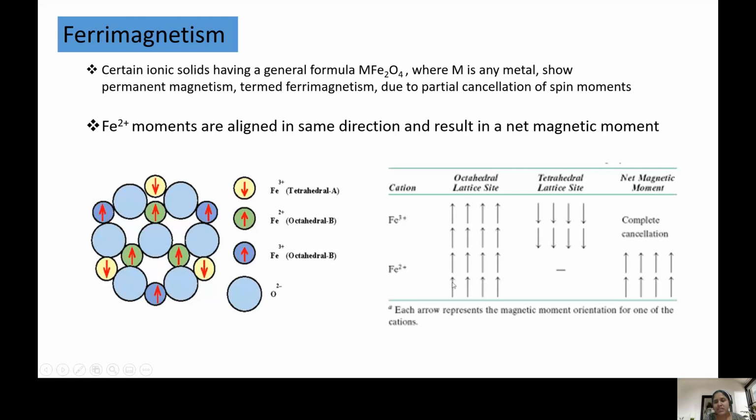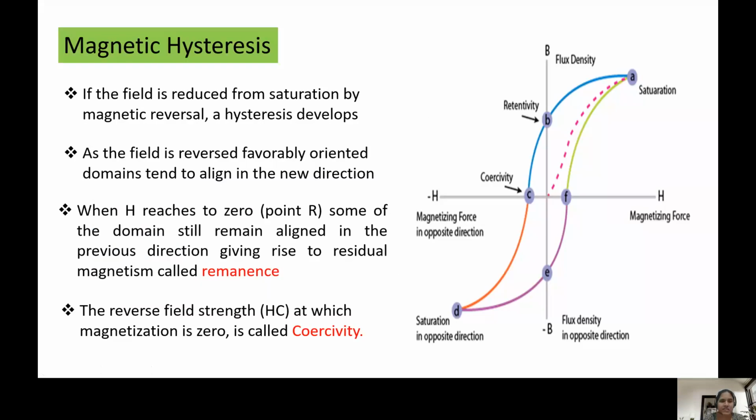But in Fe2+, due to the presence of the net magnetic moment, we will observe a net magnetic moment due to the presence of the dipoles in the octahedral lattice site. So this type of magnetism is said to be ferrimagnetism. And the last one is magnetic hysteresis.